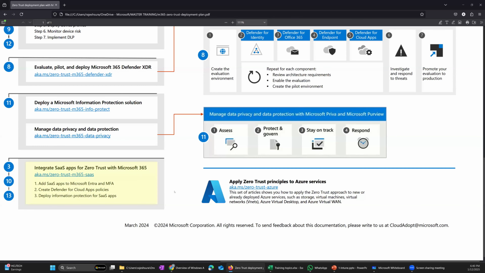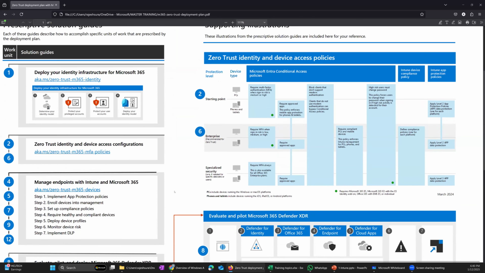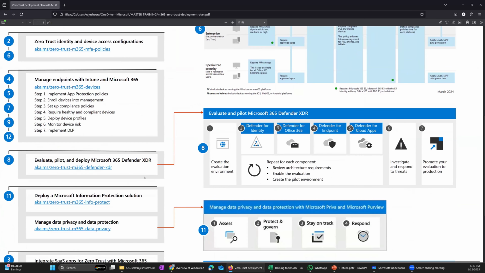Okay, so as I said, go ahead and start, you just understand this. Now you'll come to know, coming to this picture, what exactly is this? This is what I was saying, right? Defender for Identity, Defender for Office 365, and then Cloud Apps and Endpoint. You see this entire evaluate deploy for XDR, defense. XDR is extended defense, a Defender thing.